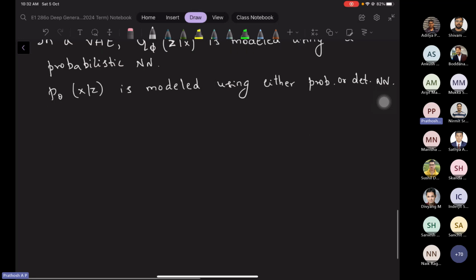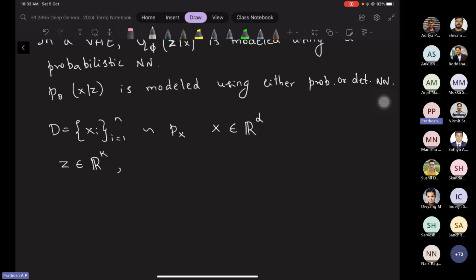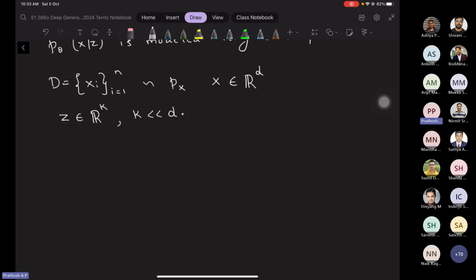Let us see one instantiation. Now the data is a set of xi's, you have n of them, sampled from p of x. Typically x is in some R^d. In all latent variable models, z is assumed to be in some R^k, where k is much less than d. That is how it is done in latent variable models. Now, what will happen is there is a neural network.